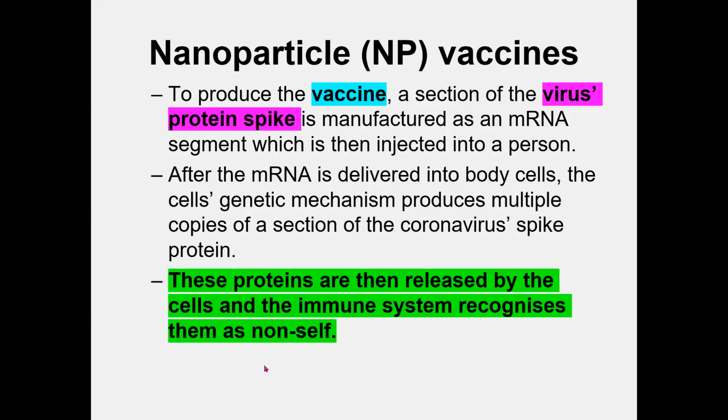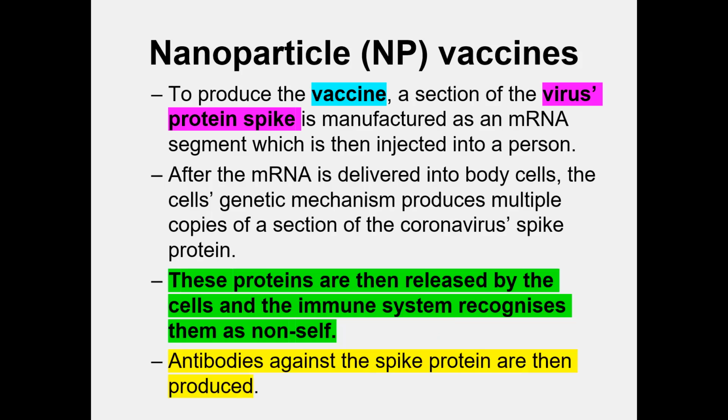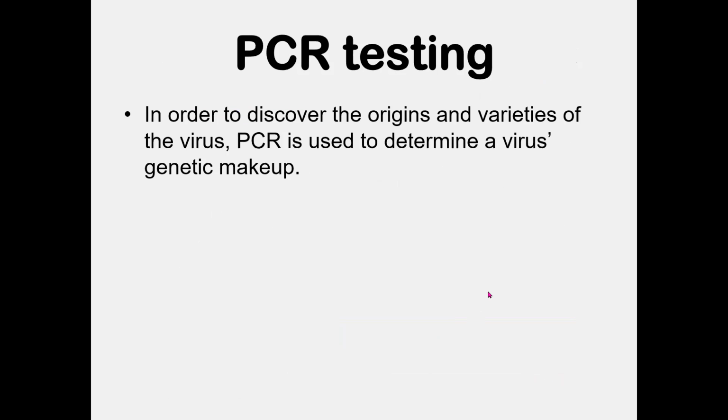And then the immune system recognizes them as non-self. And then everything we talked about: we get a reaction and produce antibodies, which will then be there, and the memory B cells and the memory T cells are produced. So the antibodies and the memory cells are produced, and that's the whole idea. And then we get a response.